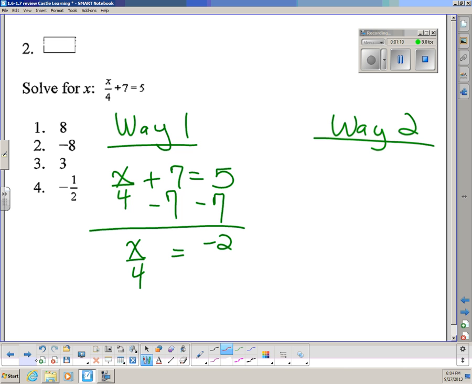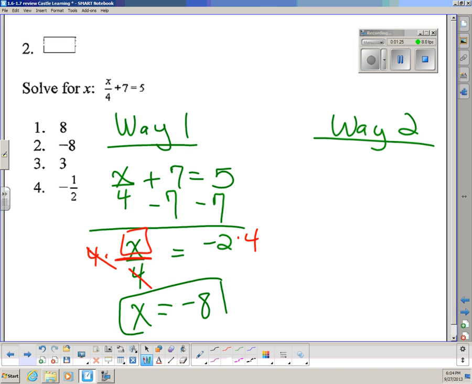Now, I want to get x by itself. I'm dividing by 4, so the opposite of dividing by 4 is multiplying by 4. And if you do that, the 4 divided by 4 is 1. 1 times x is x. So we get x equals negative 8. That's one way to do it.